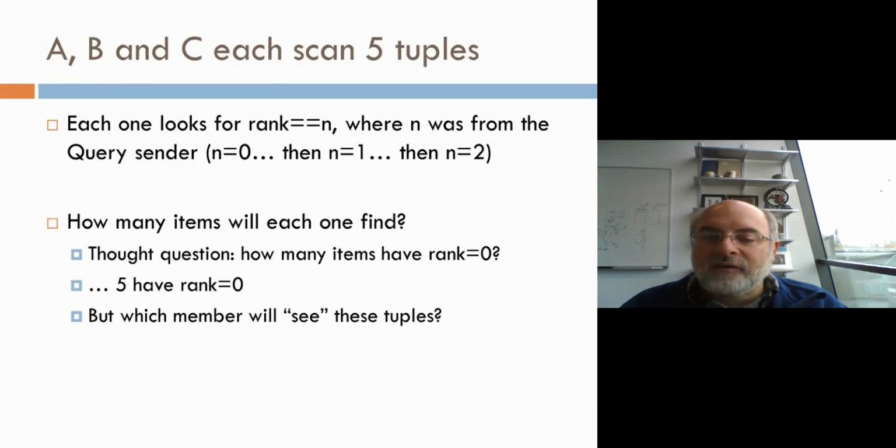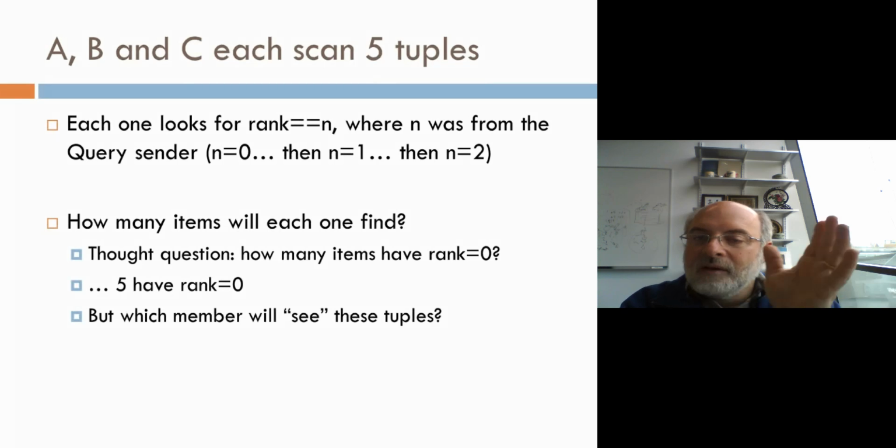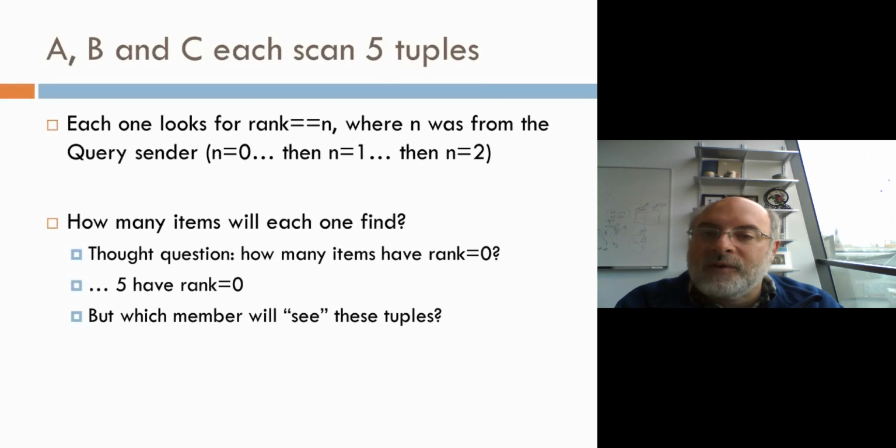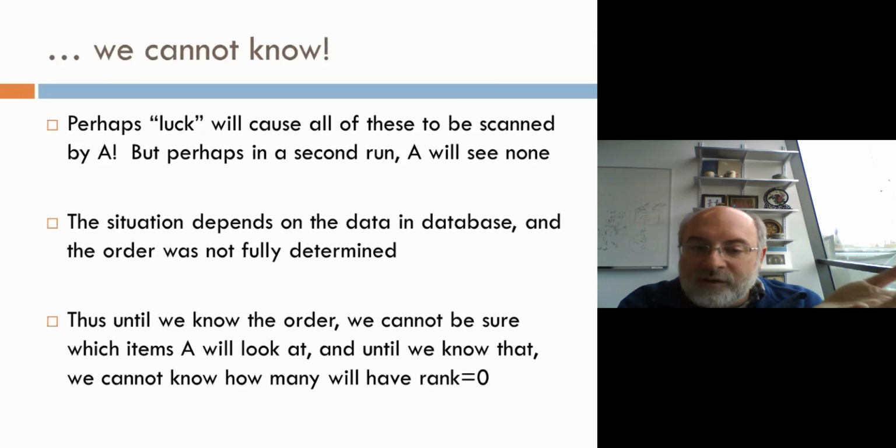Now we can ask ourselves, for example, how many items have rank 0? Well, the answer is 5 do, because each one, A, B, and C, put 5 tuples in. Which member will see those tuples? I hope you've realized by now, that's hard to predict. It really isn't predictable. Ordered send told us that each one would see the same database in same order on the items, but didn't tell us what order that would be. All it did was to preserve FIFO-ness and then put the items in order. So we just can't know.